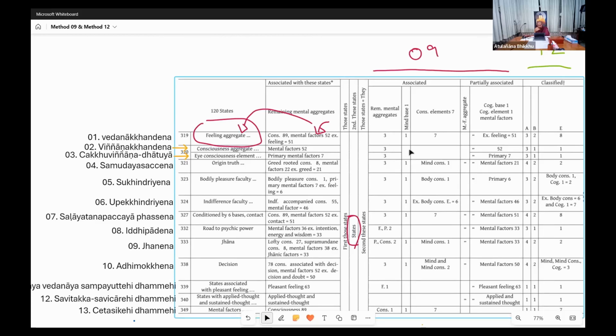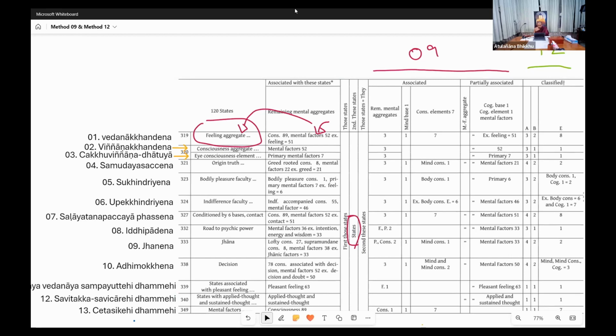Then in terms of the bases and elements, it is not associated with the mind base or the consciousness elements themselves, right? Because the state of inquiry is the Vijnana Khanda. But the partial association is applicable here. So what is this partial association? For the ideation element and the ideation base. For Vijnana Khanda, you find the answer here, 52. It is partially associated with the ideation element and ideation base through those 52 mental factors.